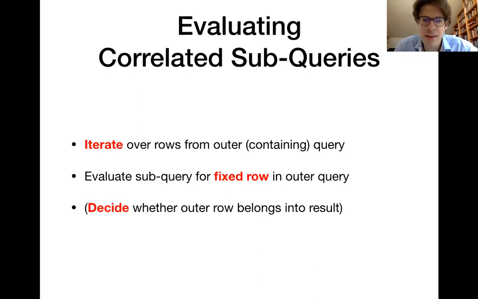That is why, at least conceptually, we would have to re-evaluate the correlated subquery for each different row in the outer query. And then if the where condition in the outer query uses a subquery, then finally you would decide for the currently selected row in the outer query whether to include it into the result set or not.